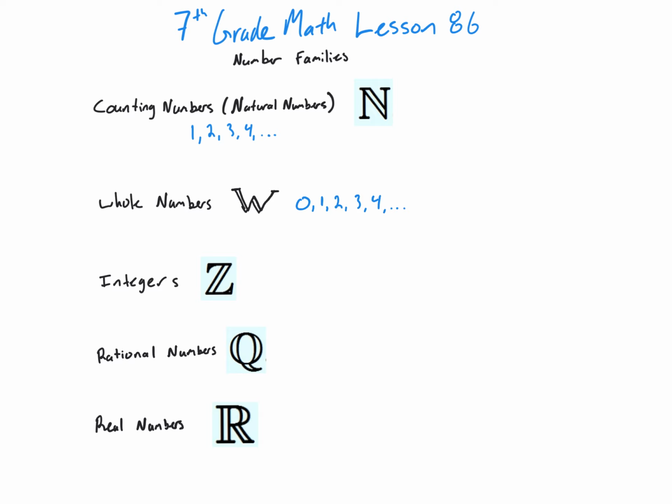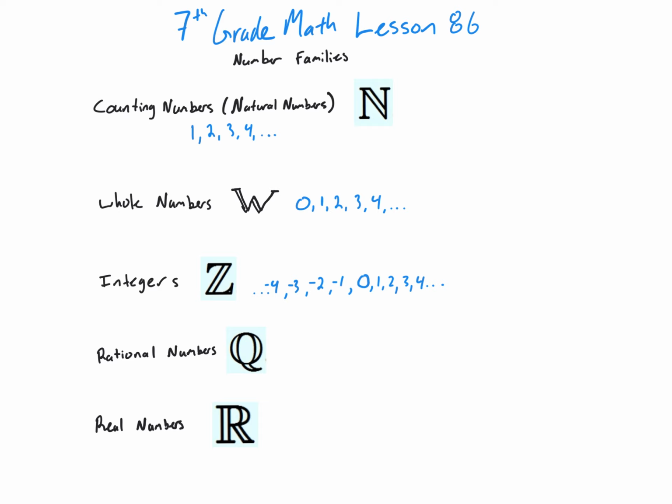Then that group wasn't big enough, because people started borrowing things. And they realized, hey, I need to owe you. I need to have a negative amount of cows, or whatever it may be. So the integers have 0, 1, 2, 3, 4, etc. But they also have negative 1, negative 2, negative 3, negative 4. So it actually goes on infinitely in both directions.